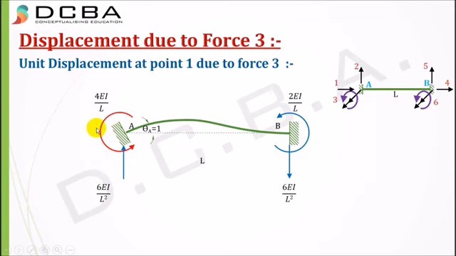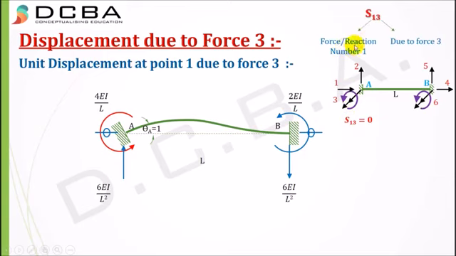Again, everything of this is explained in my previous video. And the axial forces are zero because there is no horizontal force to cause the axial reaction, hence they are zero. Now let us check stiffness elements. S13 is force or reaction number 1 due to force 3. Now due to rotation of this moment, there is no force or reaction at 1, hence it is 0. S23 is 6 EI by L square.